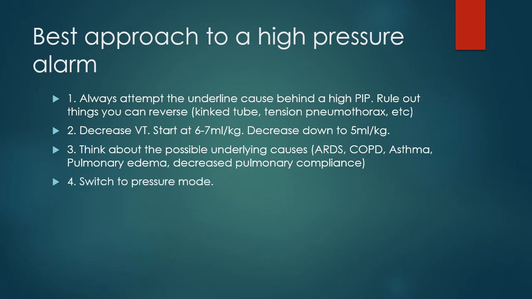But it doesn't hurt to switch to pressure mode, because in pressure mode, you're protecting the lung. So you can switch to pressure mode, set your PIP, let's say somewhere between 30 and 35, which is on the high end of normal.